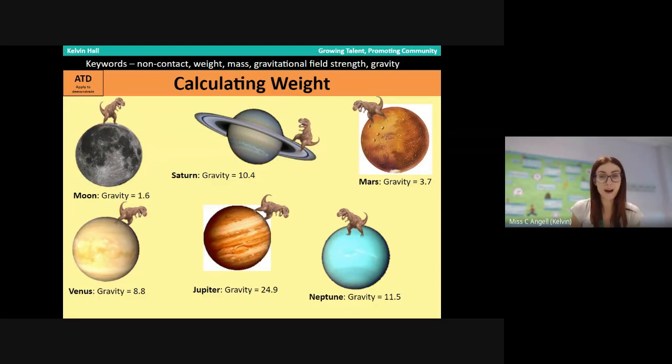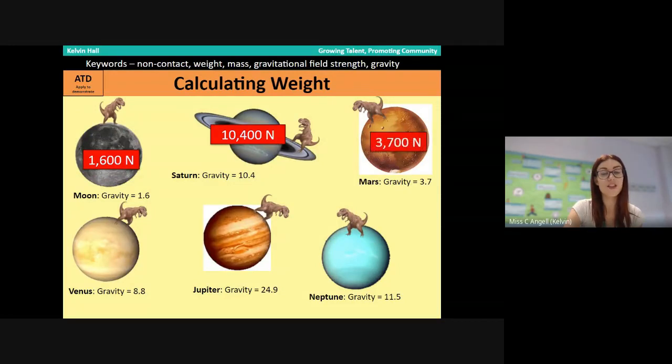Right, let's mark our work. I'd like you to mark your own. So how much would the T-Rex weigh on the moon? So we do 1.6 times 1,000 should give us 1,600 newtons. Saturn, he would weigh 10,400 newtons. And on Mars, 3,700 newtons. Let's look at Venus then.